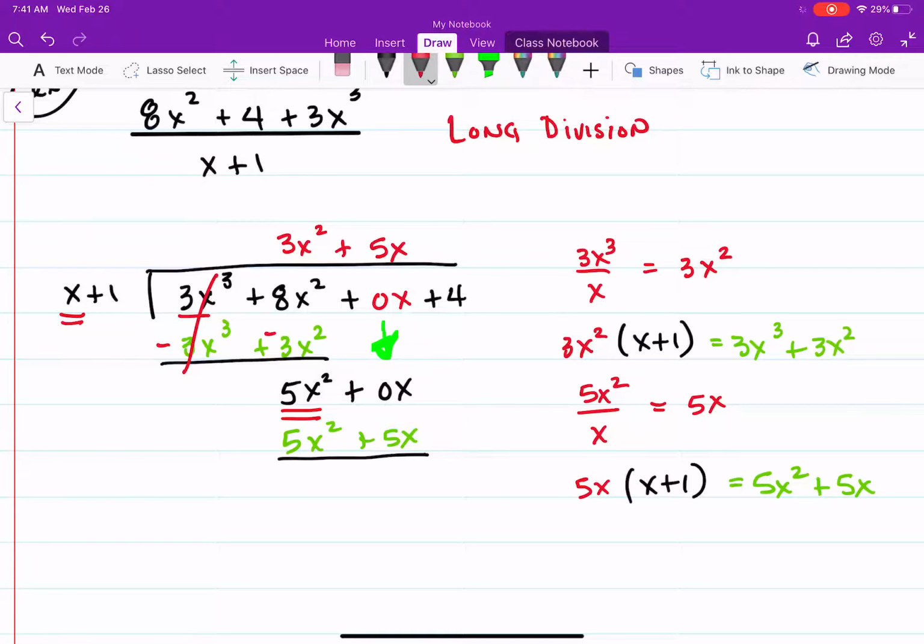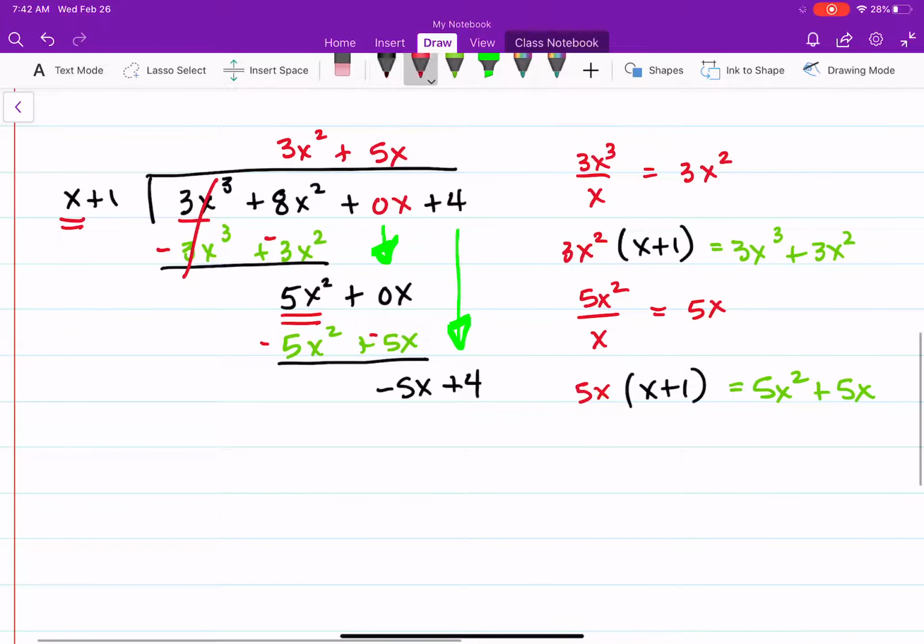We're going to subtract, so we're going to flip the signs. And what we're going to have left is a negative 5x, because the 5x squared minus 5x squared is 0. Then we bring down the next term, and that's going to be plus 4.